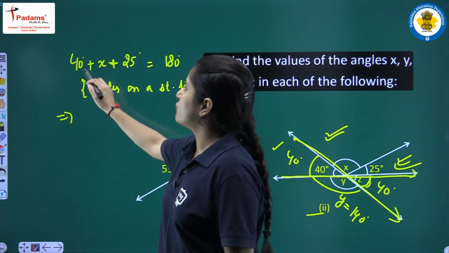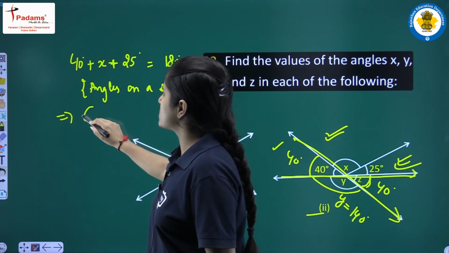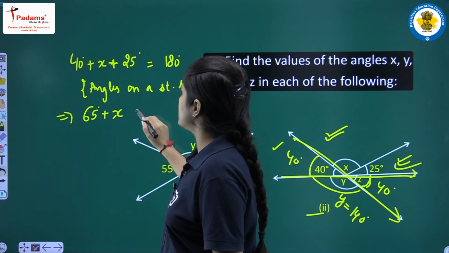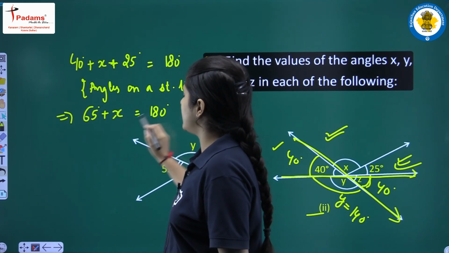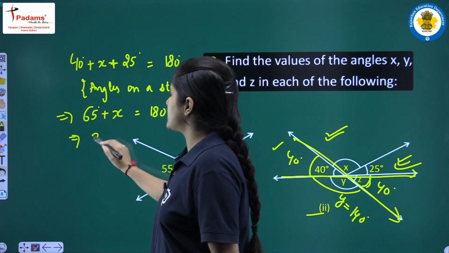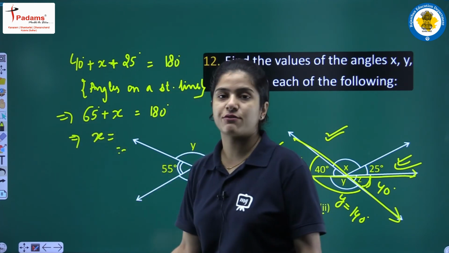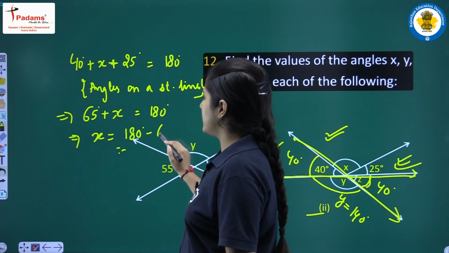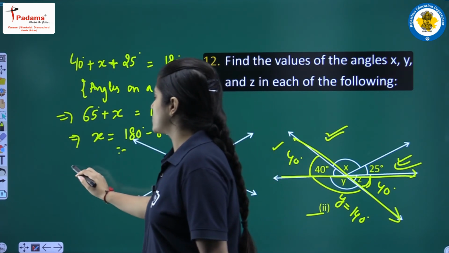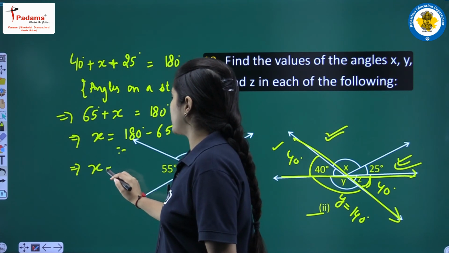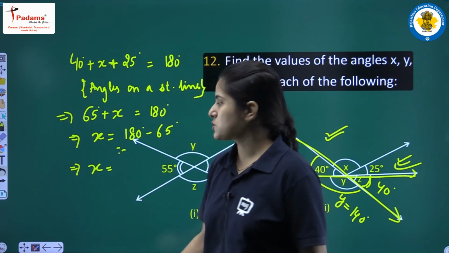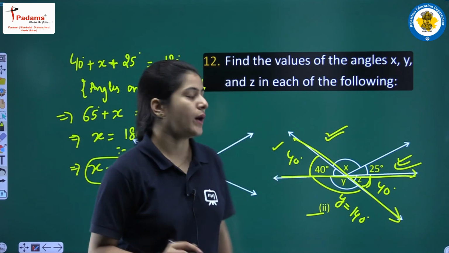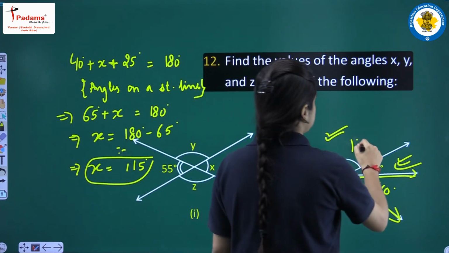40 degrees plus 25 degrees is equal to 65 degrees. 65 degrees plus x is equal to 180 degrees, right? So now x is equal to, transposing this 65 from the left hand side to the right hand side, it will become 180 degrees minus 65 degrees. So students, what is the value of x? It is equal to 115 degrees. So this is 115 degrees.